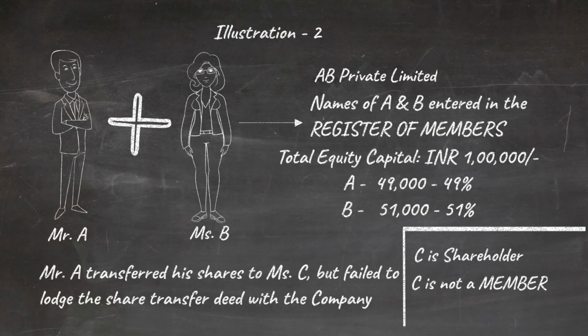Now, in this particular scenario, the register of members does not contain the name of C, even though there has been a valid transfer, thereby C is not a member. However, by virtue of entering into the share transfer deed, C has taken the ownership over the shares, thereby making C the shareholder of the company, but not a member.